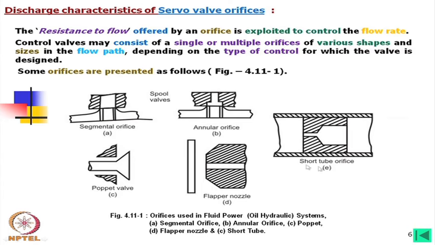And another is, as I told, and very often we go for the short tube orifice. This portion is the short tube orifice. Normally, it will have a taper angle due to the drilling. We use a drill, and unless otherwise for a specific purpose, it is better to make some cone here rather than making it a flat step. Okay. So, these are the basic orifices which are used in control valves.